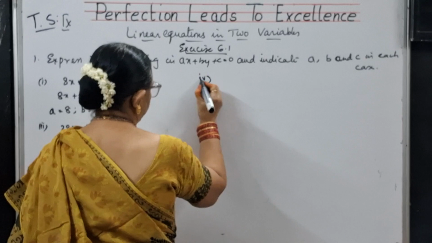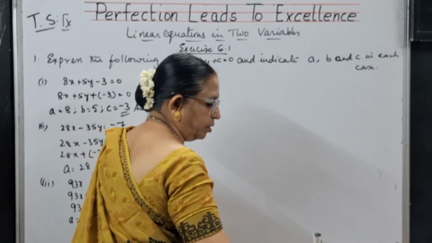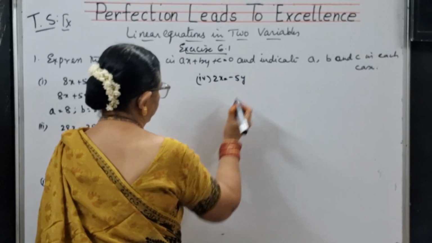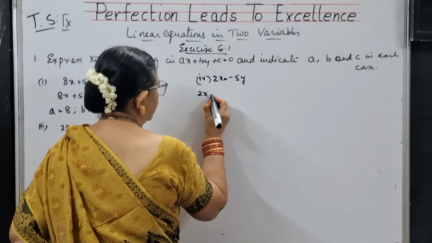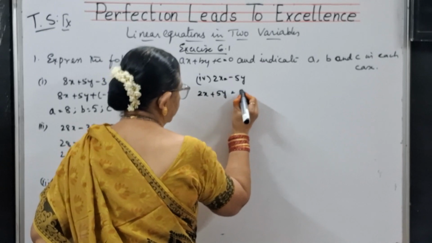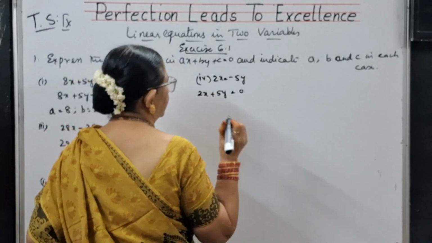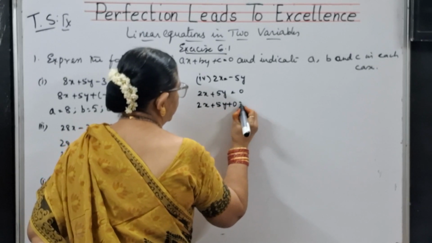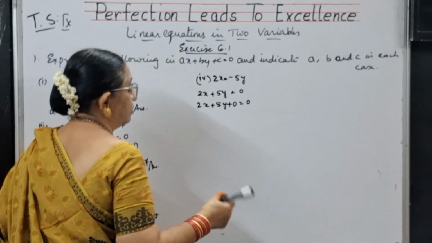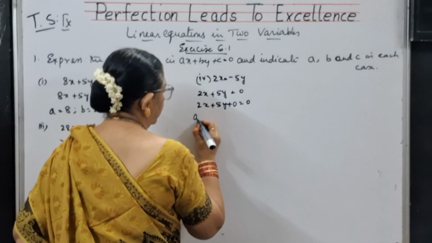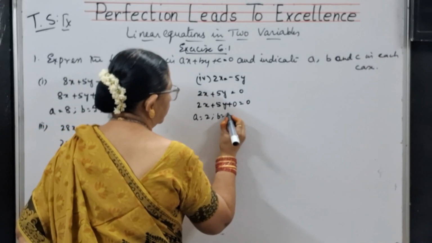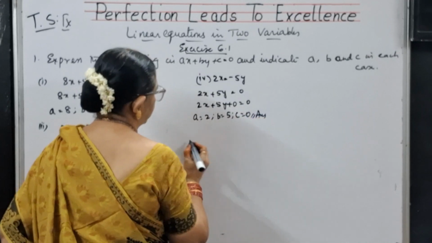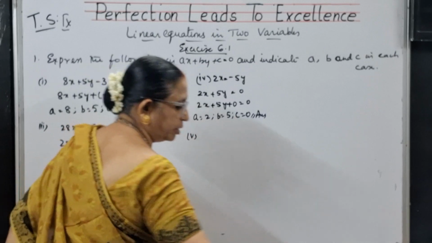Now let us go for the fourth bit. Fourth bit, 2x is equal to minus 5y. So I will write 2x plus 5y is equal to 0. Ax plus by is there, c is not there. That means 2x plus 5y plus 0 is equal to 0. If the c place is 0, it is not mentioned. So a is equal to 2, b is equal to 5, c is equal to 0 are the answers for this bit.